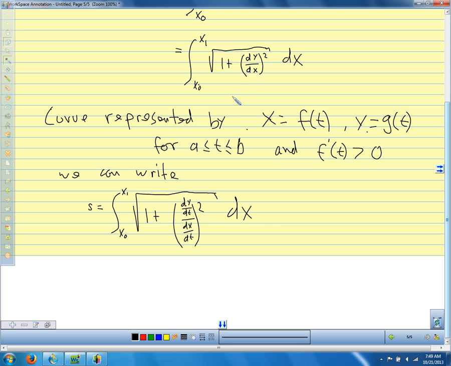So I'm just substituting in our expression for the derivative dy dx when we have our curve represented by parametric equations. And I'm going to make a little substitution here: dx equals dx dt times dt. And I'm going to rewrite this expression now. I'm going to switch the page here, and we'll rewrite this expression using this, and we're going to simplify this a little bit.